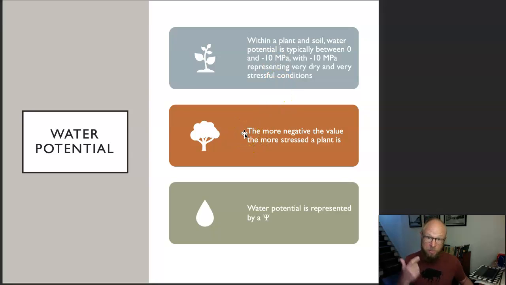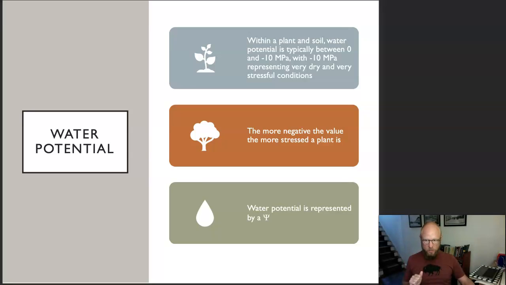The thing you need to remember, the more negative the value, the more stressed a plant is. Also, the more negative it is, the less energy that water has. And then lastly, water potential is represented by the Greek symbol psi. Some people remember this by the trident of Poseidon, which is in the shape of a psi, and Poseidon was the god of water, or god of the ocean, I don't remember. Anyway, it's a psi.